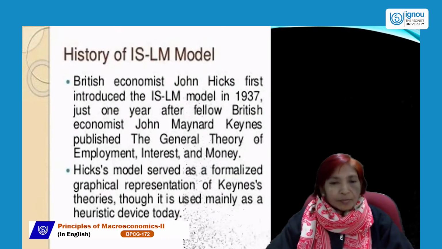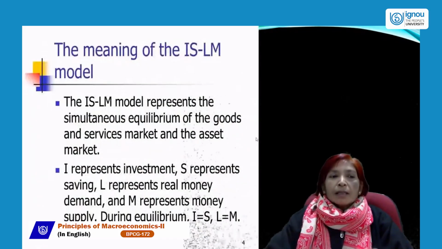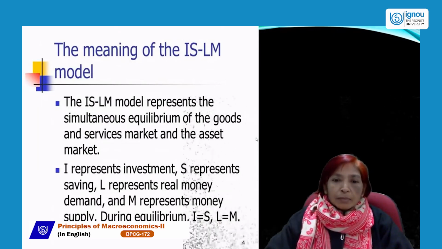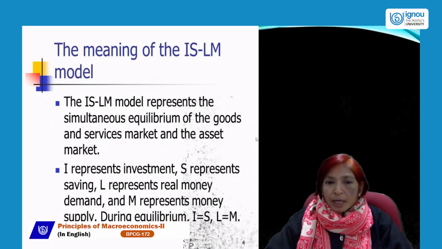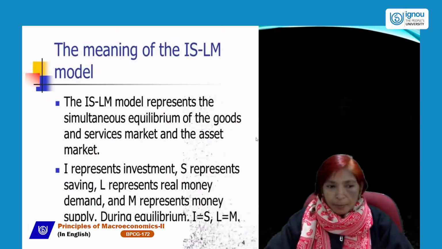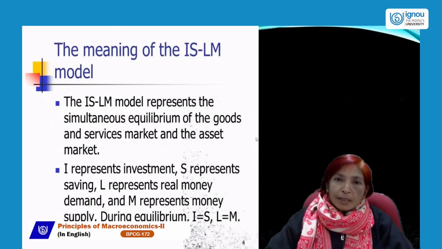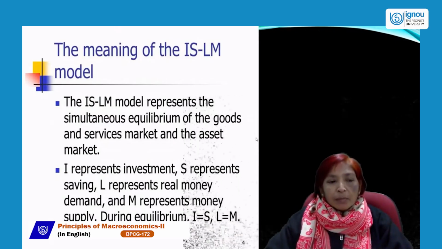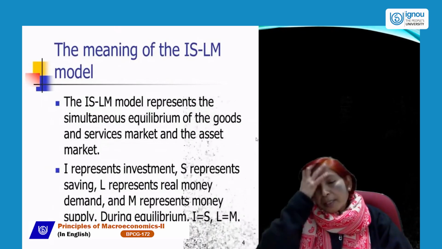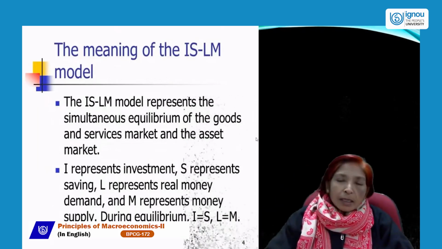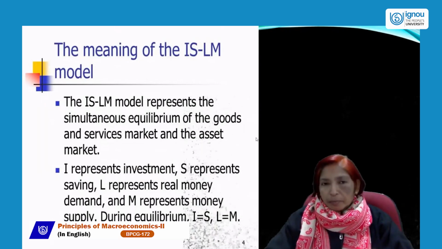Next is the meaning of the IS-LM model. You know that the IS-LM model represents the simultaneous equilibrium of the goods and services market and the money market or asset market. I represents investment, S represents saving, L represents real money demand, and M represents money supply. During equilibrium, IS will be equal to LM.